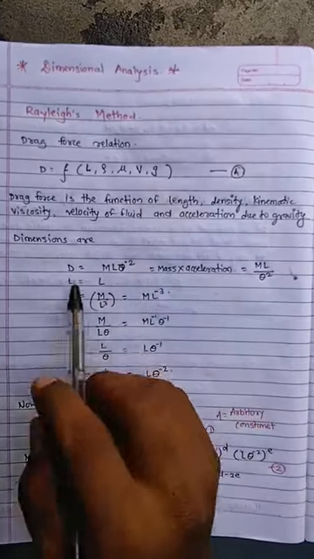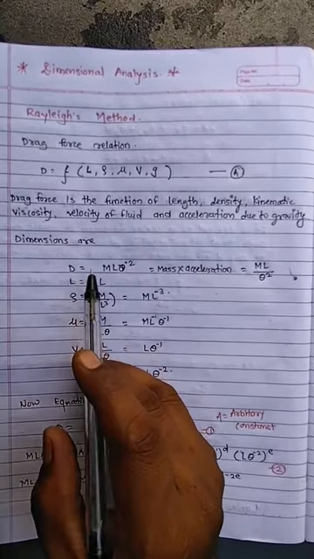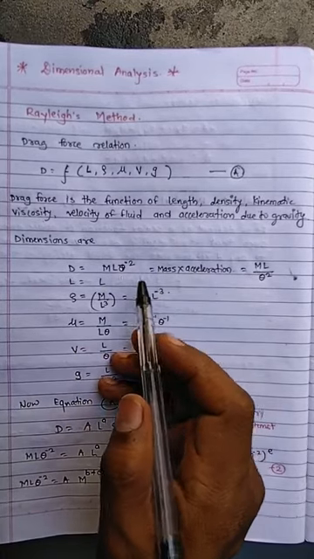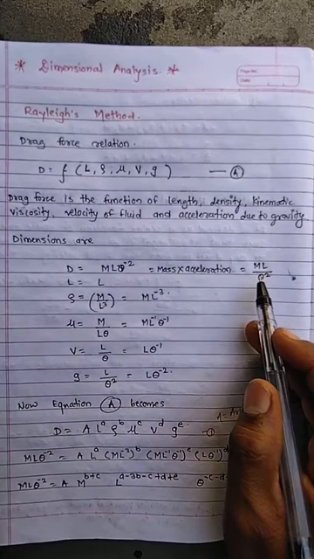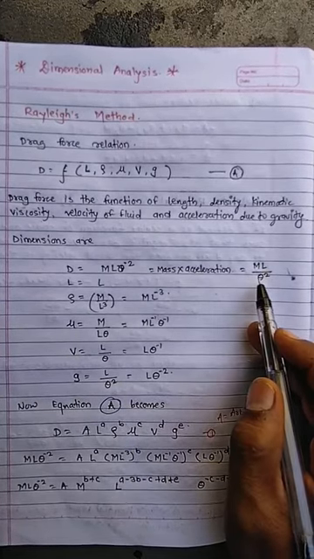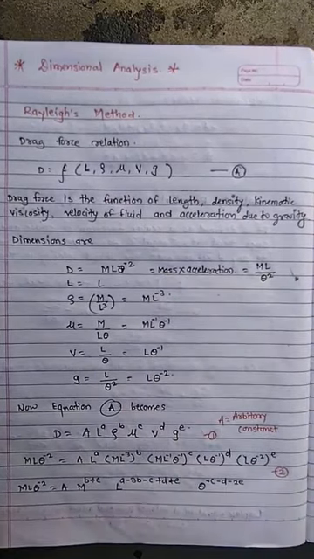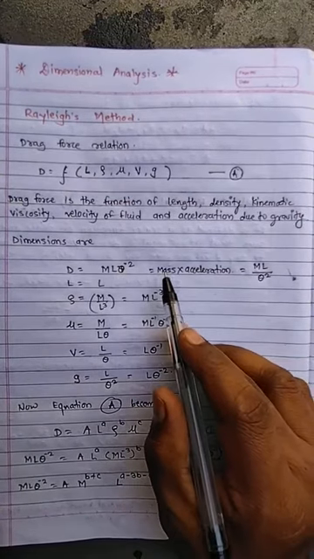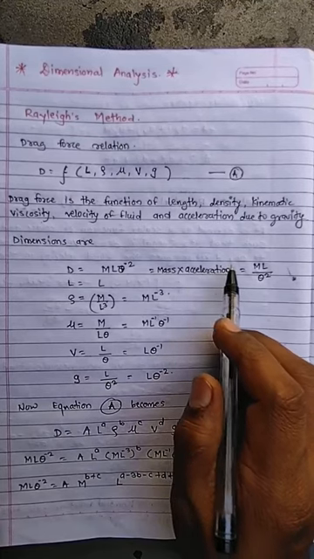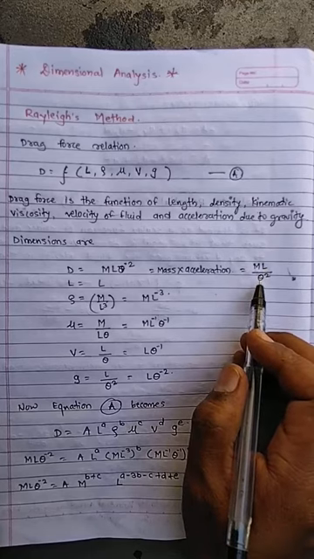Now we will find out the dimensions of each term. First we have the drag force. We know that force is equal to mass into acceleration. So by using that equation, we get M L divided by theta square, where M is for mass, L for length, and theta is for time. Mass is denoted as M, and the formula of acceleration is length upon time square, so L over theta square.